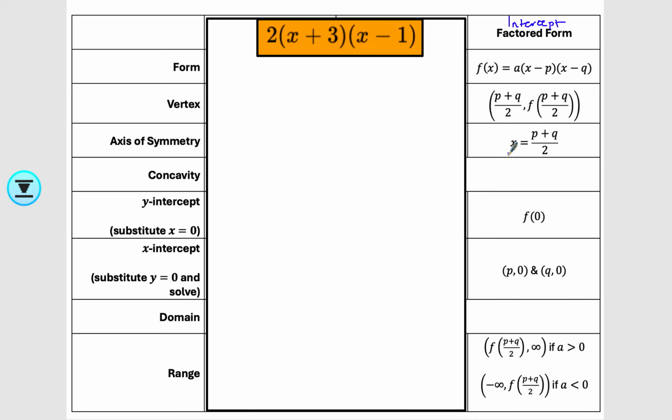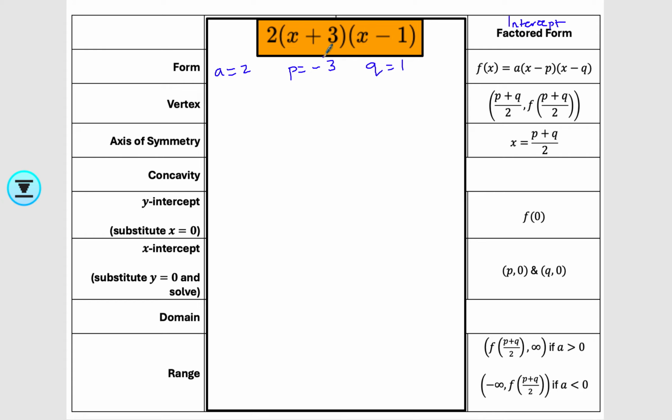Okay. Again, it's called intercept form. Find the values first. A is 2. The p value, we switch their signs. Every time we see a negative in a bracket, it means the signs have been switched. So we switch the signs. P is -3, Q is 1.